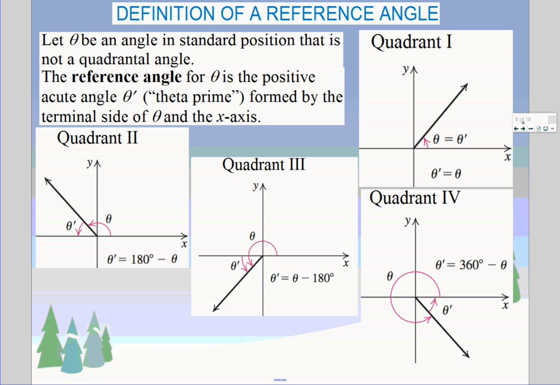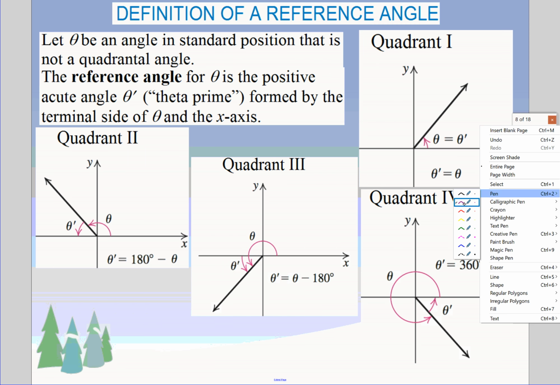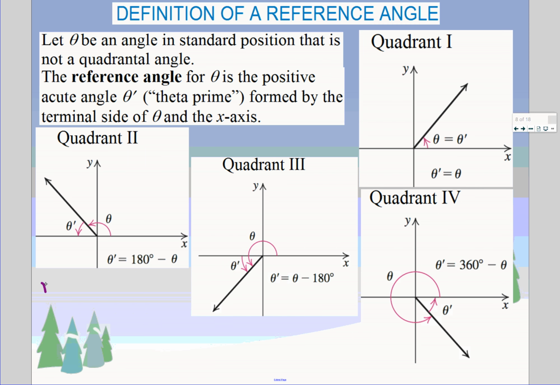Now there's a lot of different pictures here for each quadrant. What you need to remember is that a reference angle is the rotation to the x-axis, and it will always be an acute angle. So if you have any angle in any quadrant, all you have to do is figure out how far do I have to rotate to the nearest x-axis, and that is your reference angle.